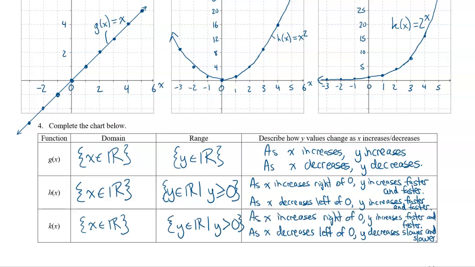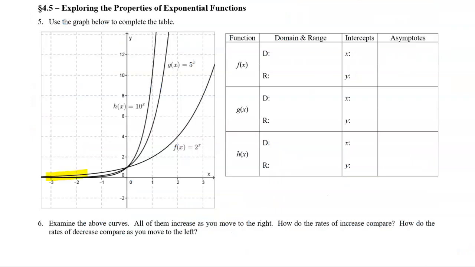So now we move to the exponential case. And so what we're going to do here is we see that x is a set of all real numbers again. Y is a set of all real numbers such that y is greater than 0. It's going to approach 0, but it's never going to hit 0. It's not equal to 0. It's going to get closer and closer to that line. We call that line an asymptote, but it's never actually going to touch it. So as x increases to the right of 0, y increases faster and faster. And as x decreases left of 0, y decreases slower and slower. So it's not very steep to the left of 0, but it's very, very steep and steeper the further you get to the right of 0.